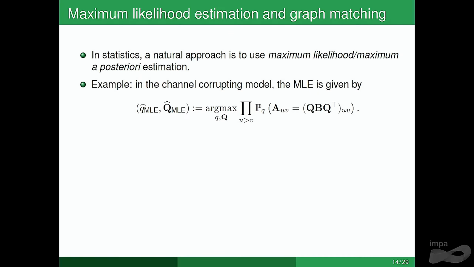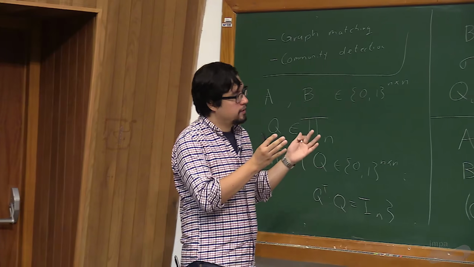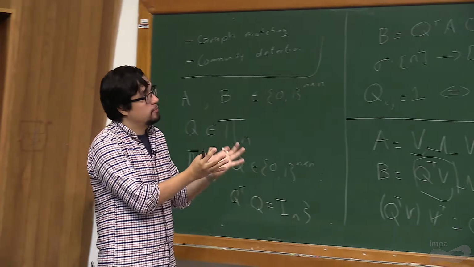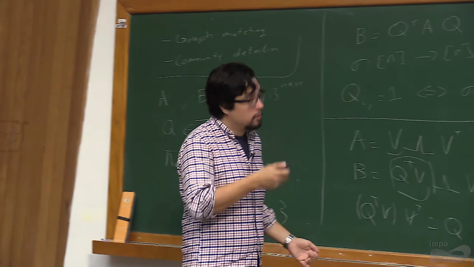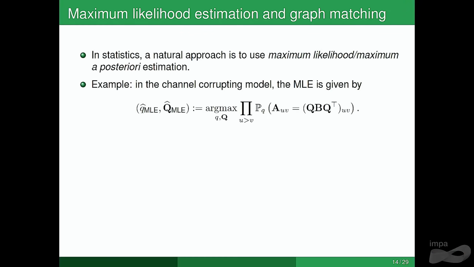Okay, so the next question is, how are we actually going to estimate the permutation? In statistics, we have basically the same ideas that we use all the time, which are maximum likelihood estimation or maximum a posteriori estimation. Given the model, we want to find the parameters that maximize the likelihood of the data. Basically, this is saying that we want to find the parameters that fit the data the best, right? So this is the approach that we're going to take here.